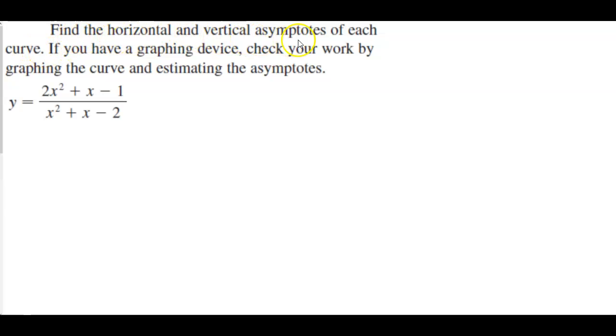Find the horizontal and vertical asymptotes of each curve. If you have a graphing device, check your work by graphing the curve and estimating the asymptotes. So the first thing is we can determine the vertical asymptotes by observing the denominator.